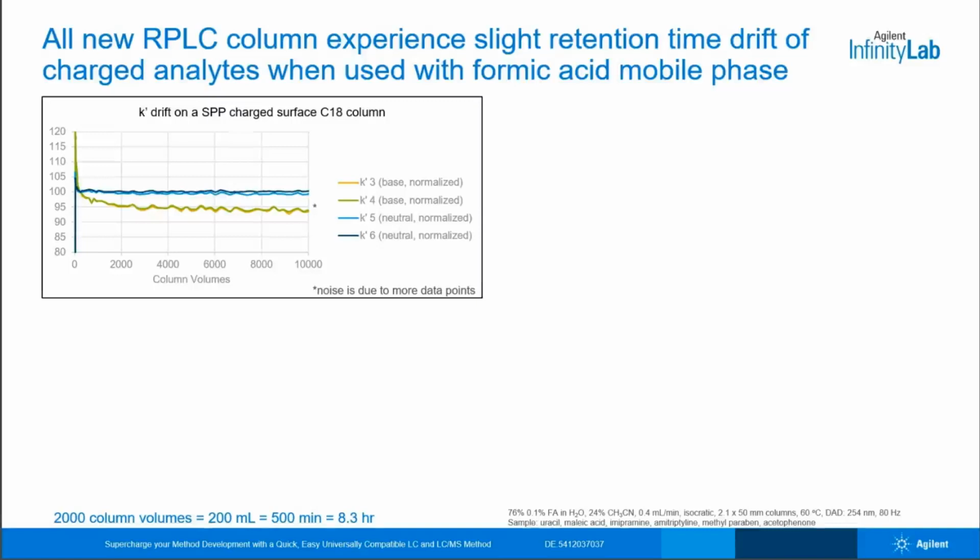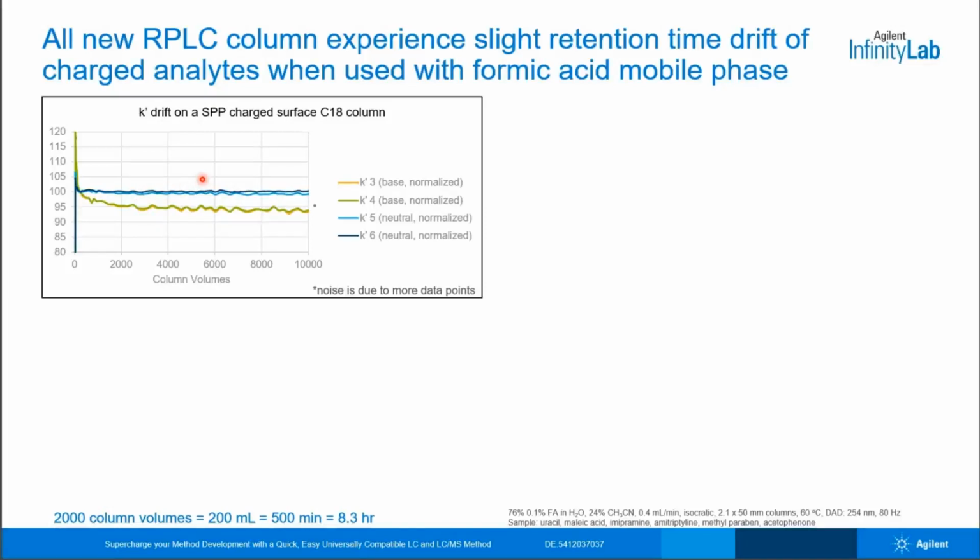I also mentioned that you may see some retention time drift when using formic acid mobile phase. You can see that here in this plot. The sample contained basic and neutral analytes under isocratic conditions with a 0.1% formic acid and acetonitrile mobile phase. Repeat injections were performed on a brand new column. As you can see, the two basic analytes in orange and green here showed slight retention loss by about 5%, while the two neutral compounds in blue remained fairly constant.